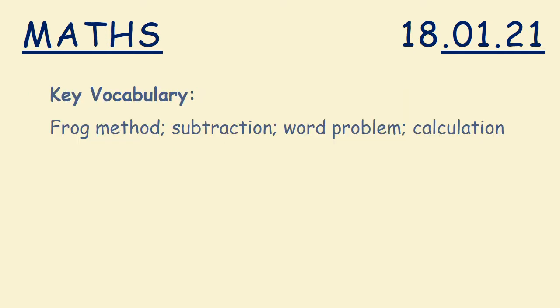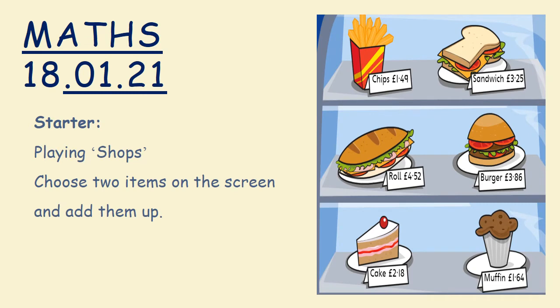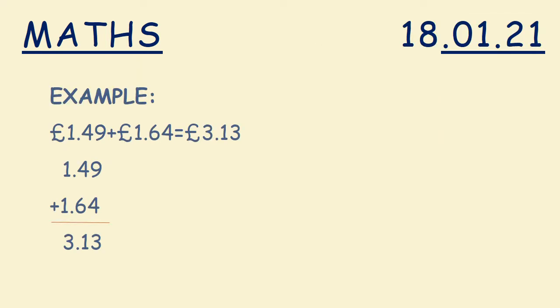Key vocabulary: frog method, subtraction, word problem, and calculation. As a starter, I would like you to choose 2 items on the screen and add them up. Please give me 5 examples. First one has been done for you. £1.49 for the chips plus £1.64 for the muffin equals £3.13.